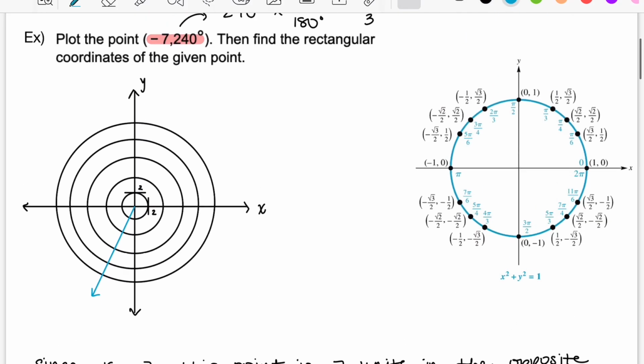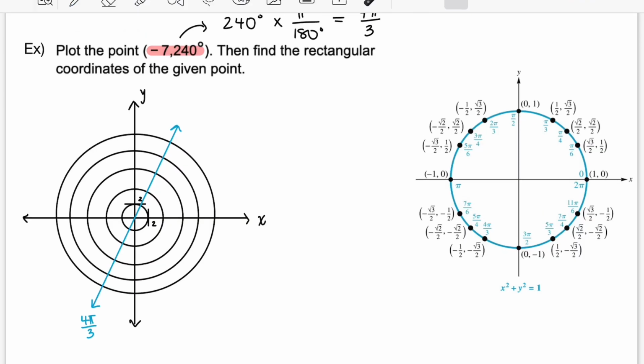So this tells us our point is actually going to be somewhere over here. So we're just going to draw a ray that's in the opposite direction of our 4 pi over 3 ray. All right, now, actually plotting the point, we know that the distance from this origin here is going to be 7. We've already taken into account the minus here by drawing a ray in the other direction. Now, just this magnitude needs to be 7.